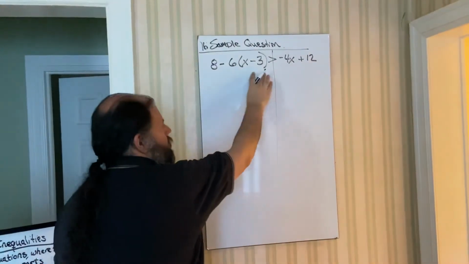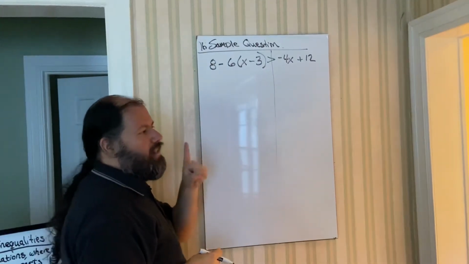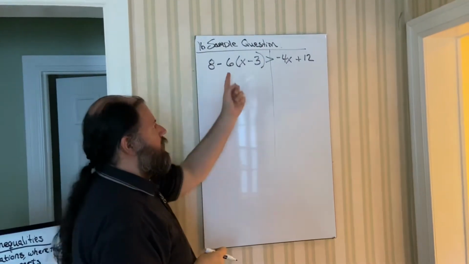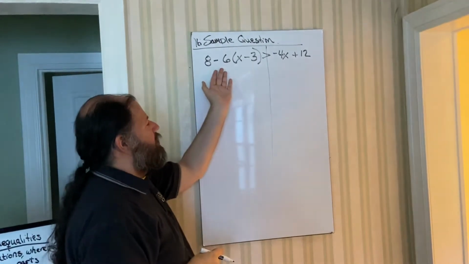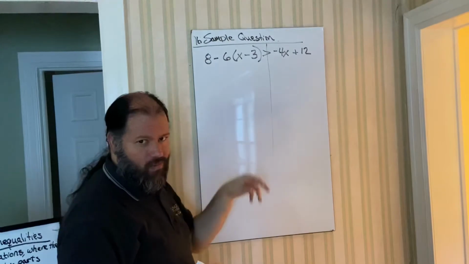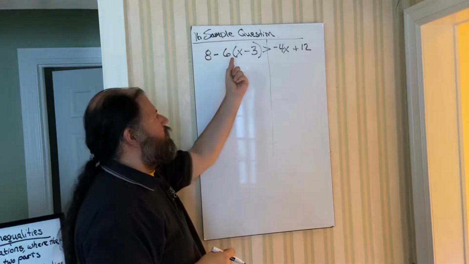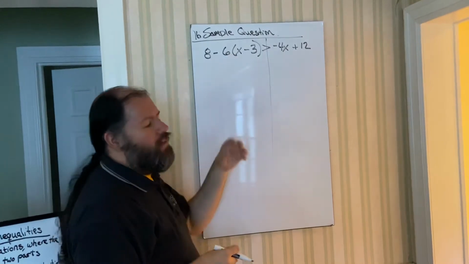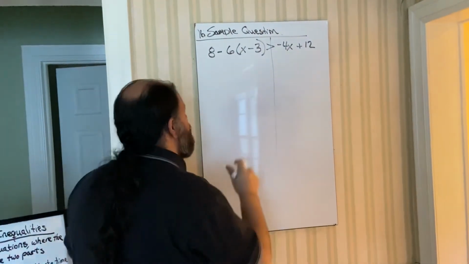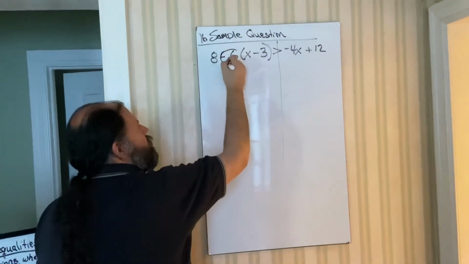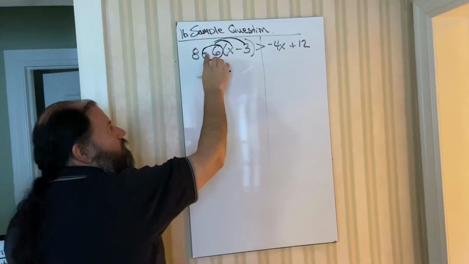On this side, notice I always ask myself, do I have a set of parentheses? Yes. I always get someone who does 8 minus 6 is 2, and then they'll distribute a 2 out. Why won't that work? Because we always told you, you got to remove the parentheses, you got to do the multiplication before you do any collecting, which is addition or subtraction. So you must distribute this first.